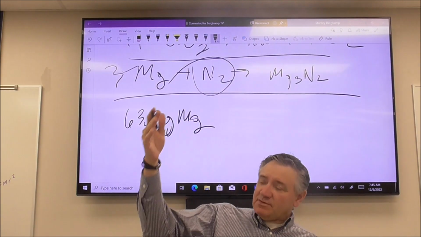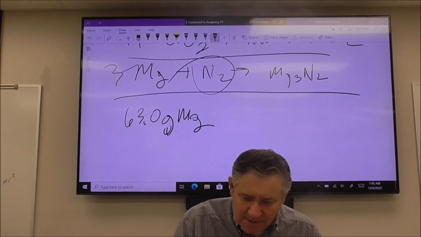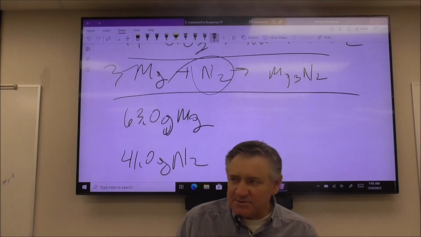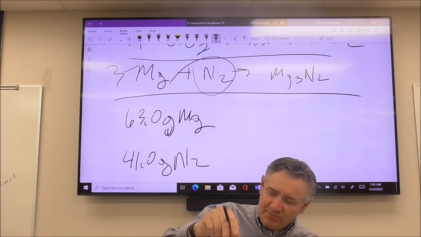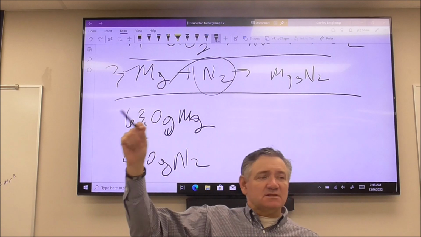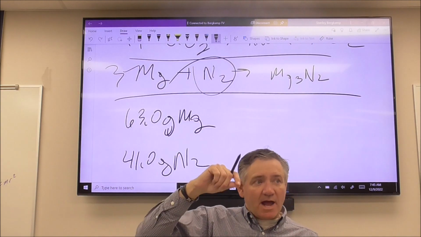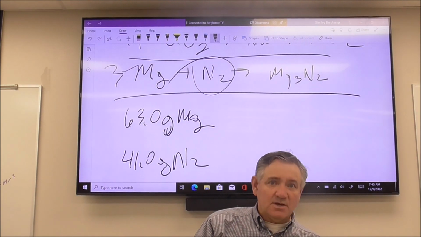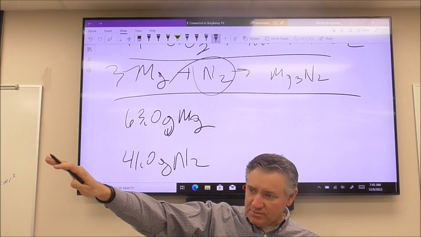But if you look at the problem, you're given information about the magnesium and the 41 grams of nitrogen. So as soon as you have information about both reactants, then you have to go, oh, this is a limiting reactant problem. That's one of the key things. Ask yourself this: do you have information about two of the reactants? If you do, right away, you have to take this all the way through to the end.